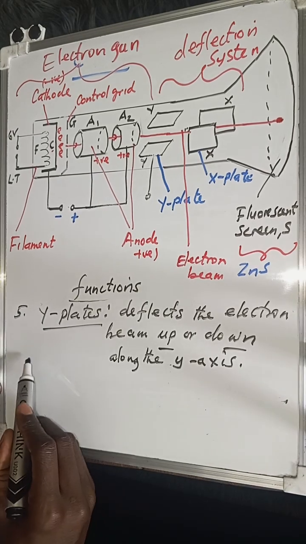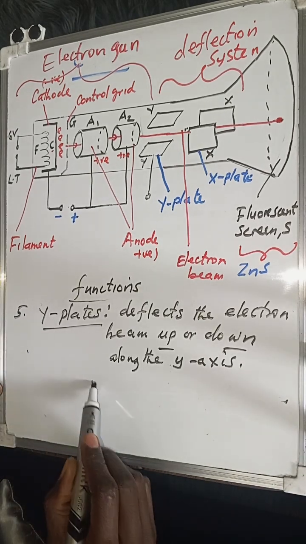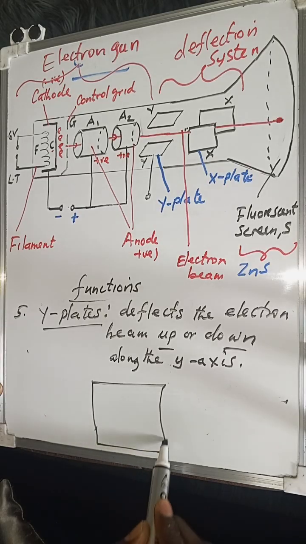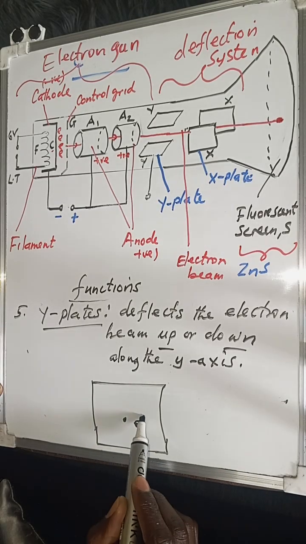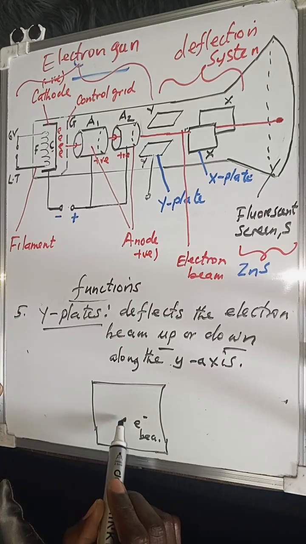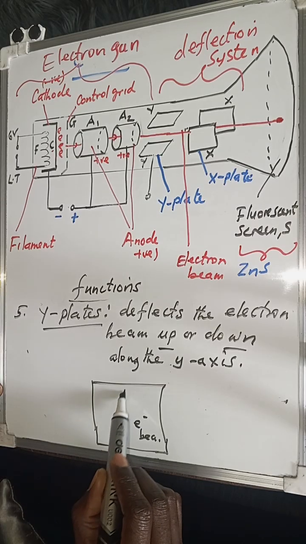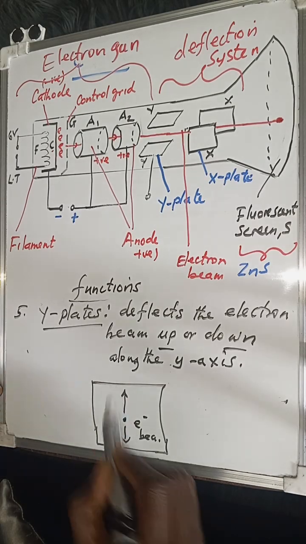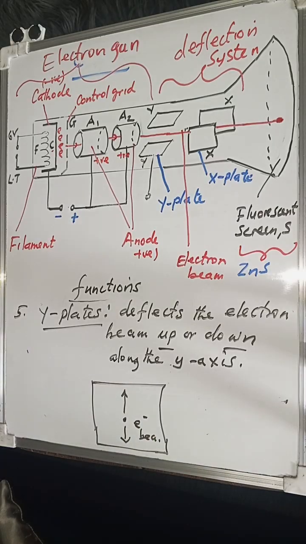So meaning, if this is the screen that you have, and you have an electron beam like this, the electron beam can either be moved up or down. You'll be able to see it sweep up or down. That is what we mean. So basically, that is what the Y plate does.